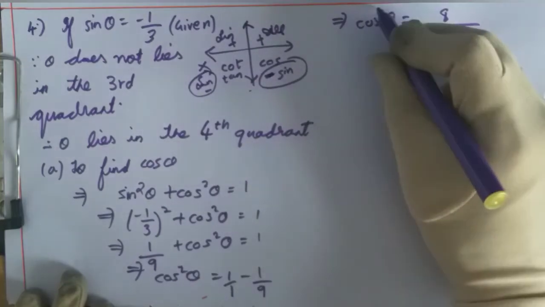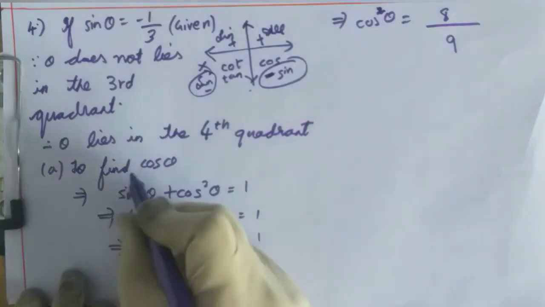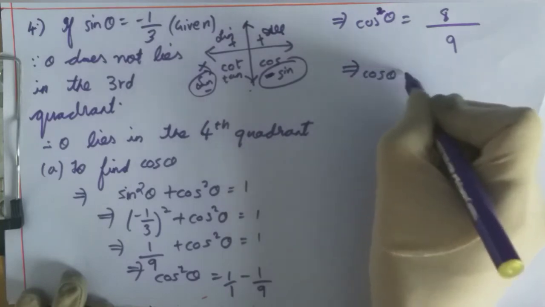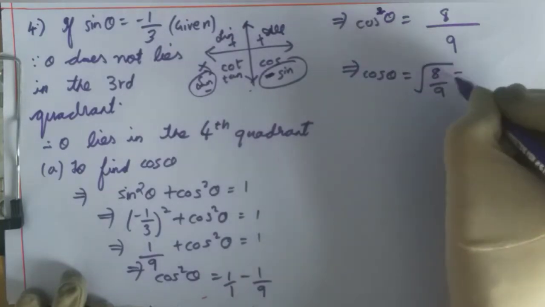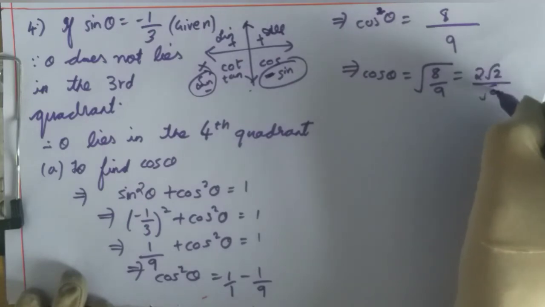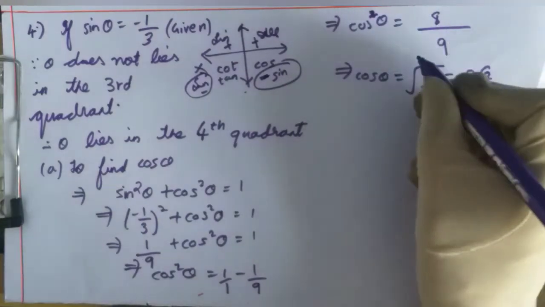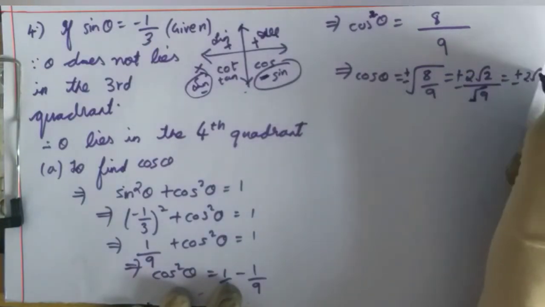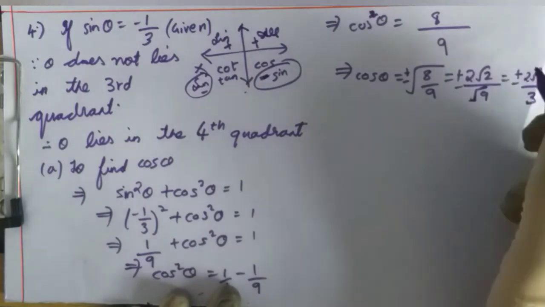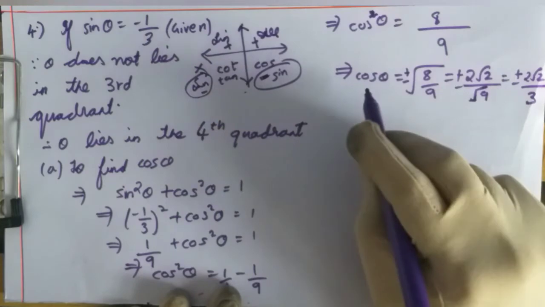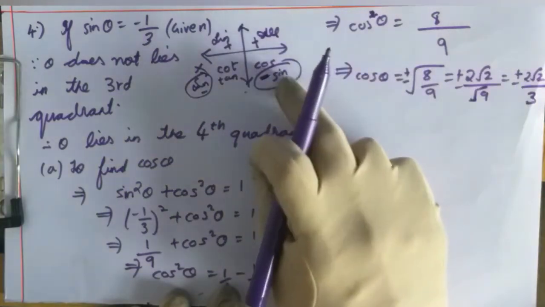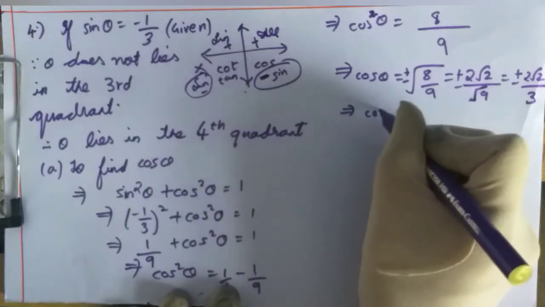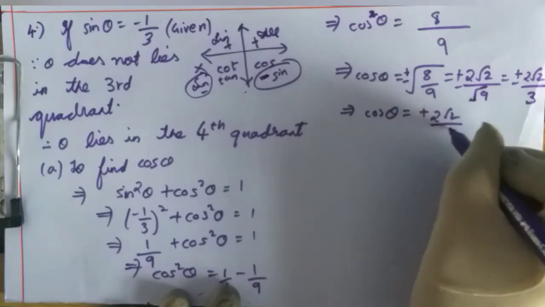Now we want cos theta, we don't want cos square theta. In the question it is asking me to find cos theta, so I need to send the square to the other side, and it becomes a square root. What is the square root of 8 by 9? 2 root 2 by square root of 9. Whenever you open this square, remember you will have either plus or minus. So plus or minus 2 root 2 by 3. But will cos theta be plus 2 root 2 by 3 or minus 2 root 2 by 3? As theta is lying in the fourth quadrant, cos is positive. So the value of cos theta is plus 2 root 2 by 3.